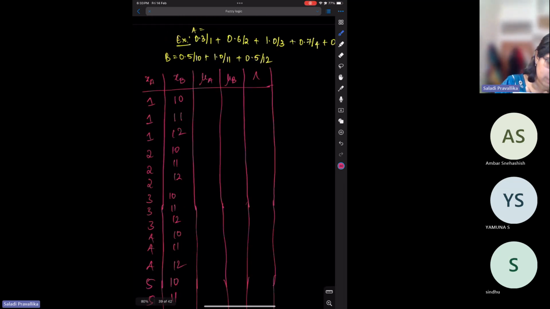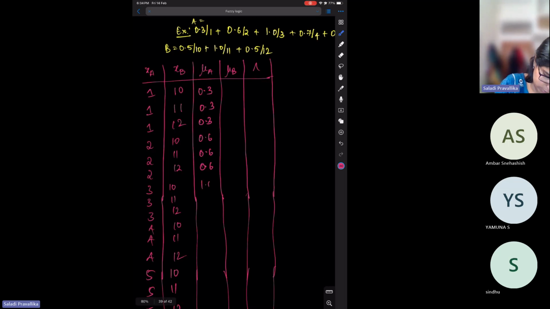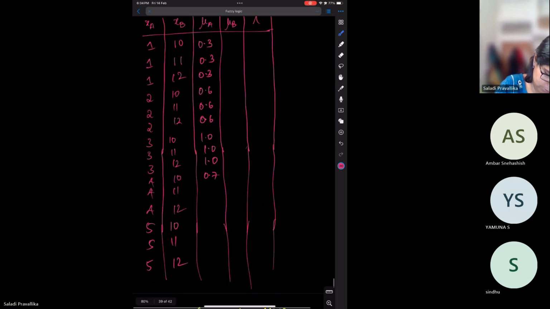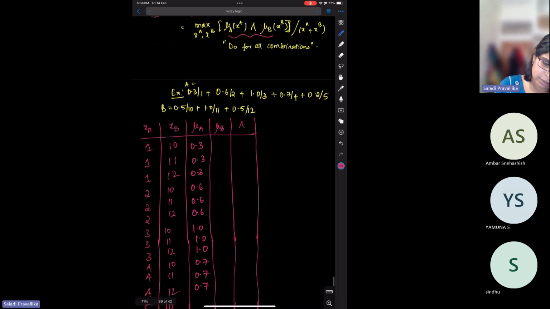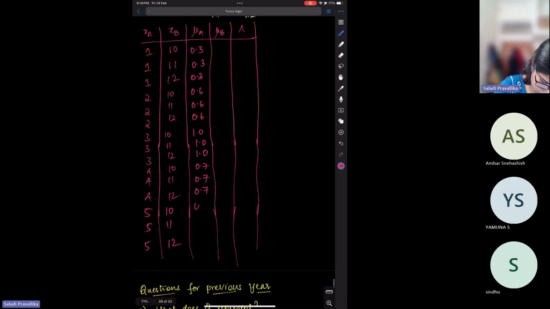Okay. So for x equal to 1, from fuzzy set A, the membership value is 0.3. Let's fill it up. And for x equal to 2, it is 0.6. Right? For x equal to 3, it is 1. For x equal to 4, it is 0.7. For x equal to 5, it is 0.2.